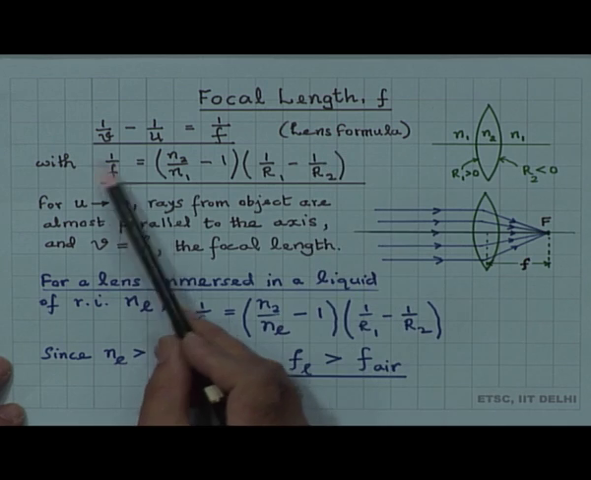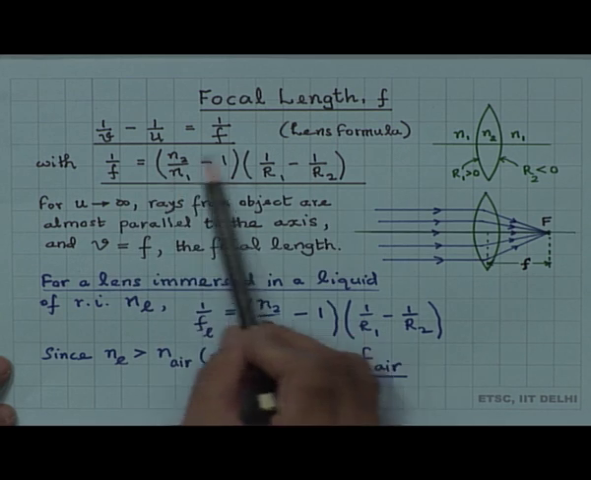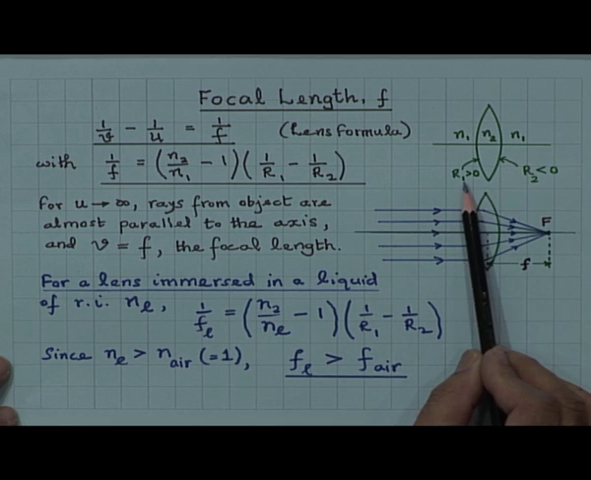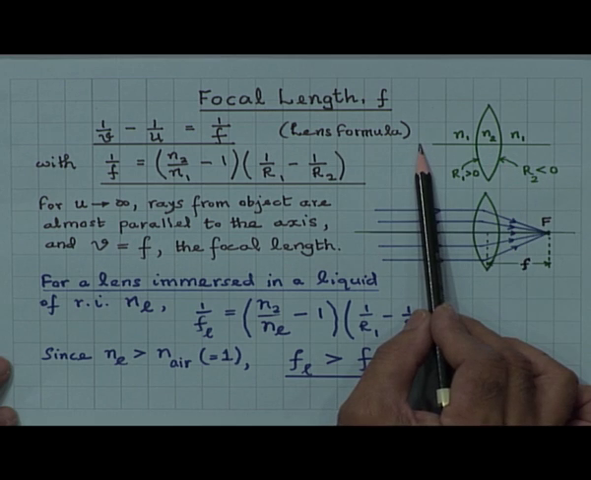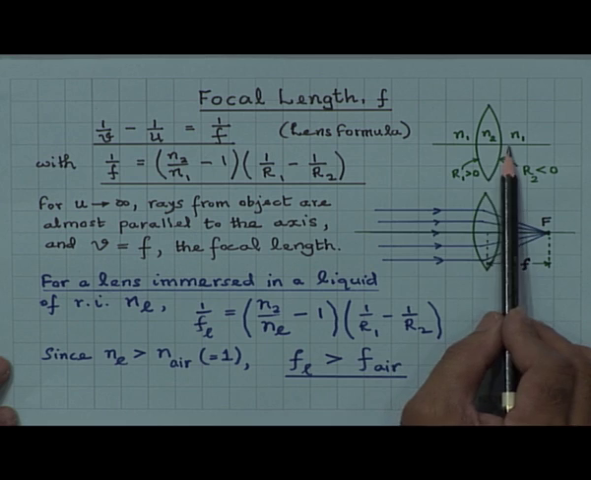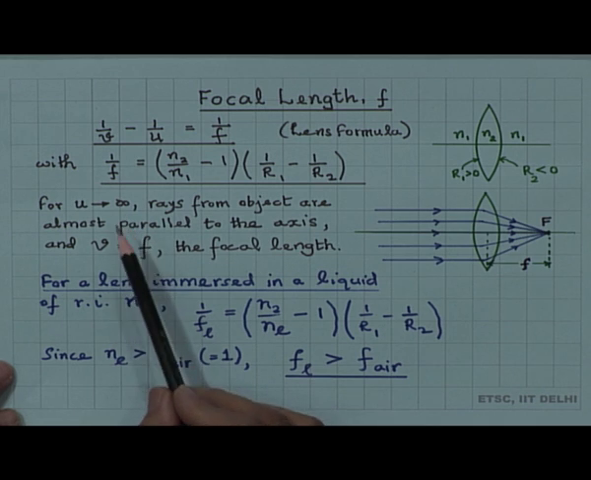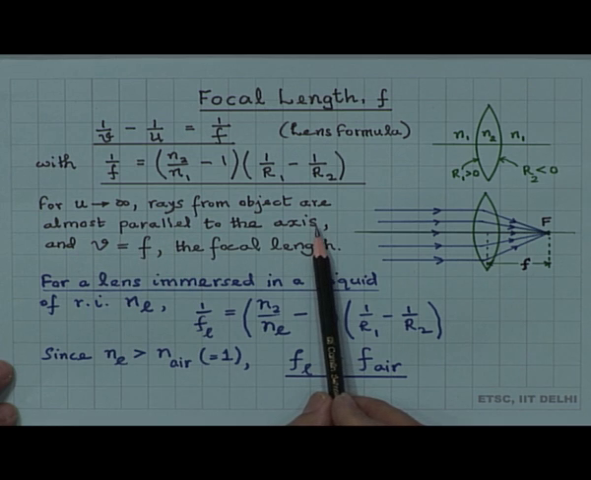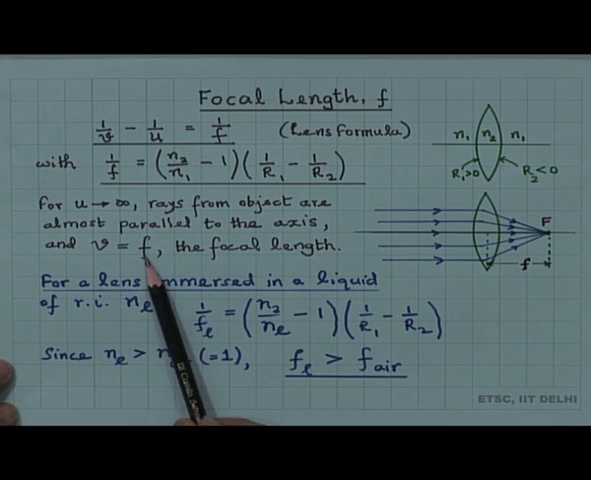So, this is the lens formula with 1 by f equal to this, which we call the focal length, with n2, n1. This is a biconvex lens, R1 is greater than 0 and R2 is less than 0, because R2 has its center of curvature on this side, therefore R2 is less than 0. For u tending to infinity, as we discussed, rays from the object are almost parallel to the axis, and the image distance v is equal to f, which is the focal length.